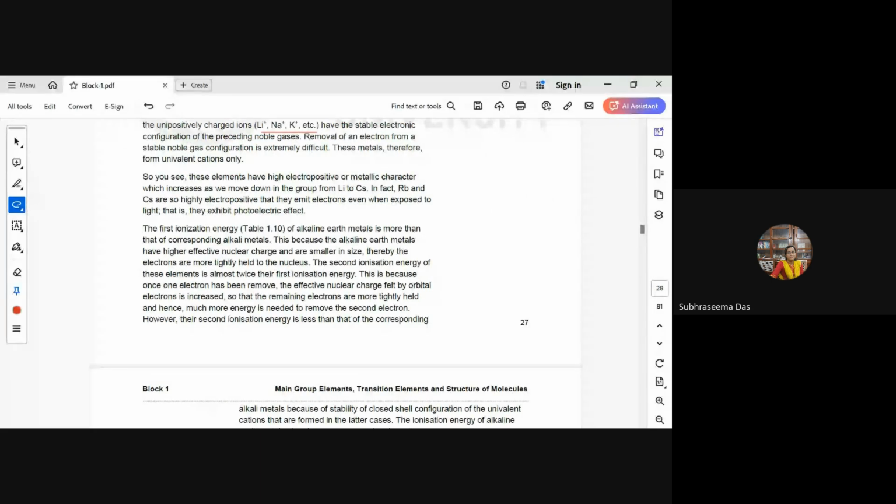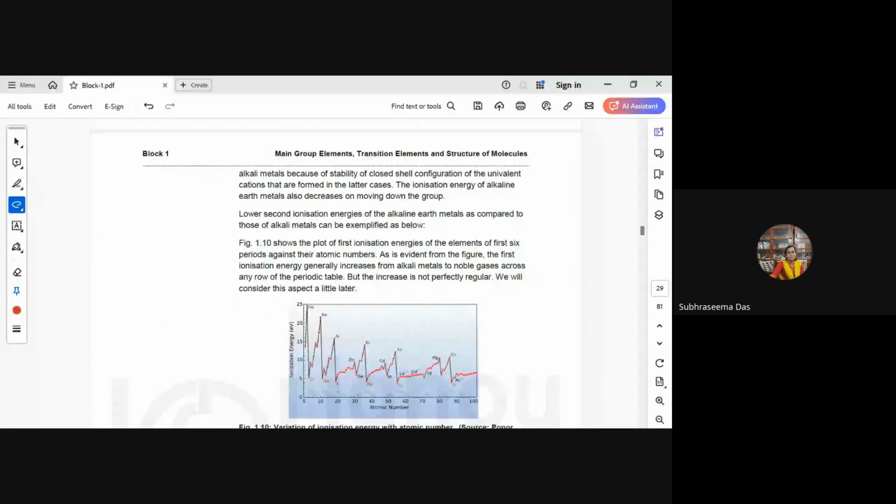So the first ionization energies of the different elements, particularly of the alkaline earth metals, have been listed here in table 1.2.